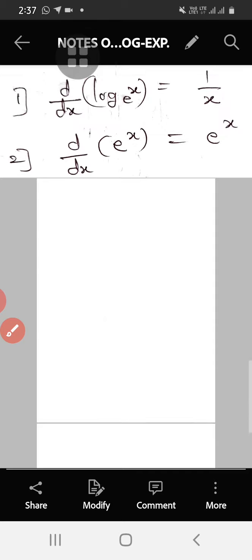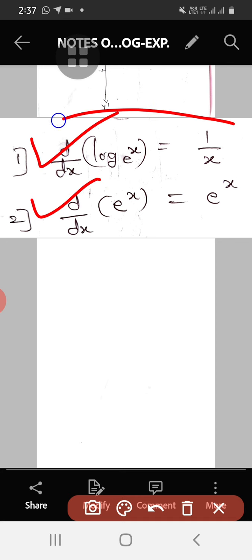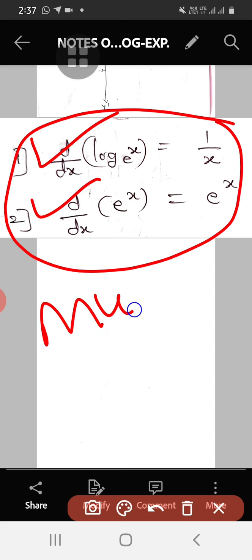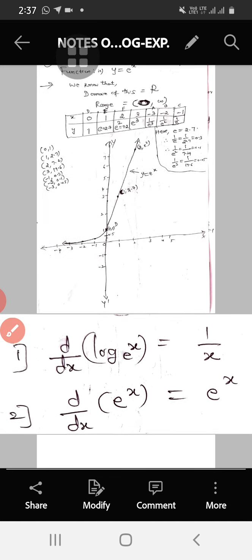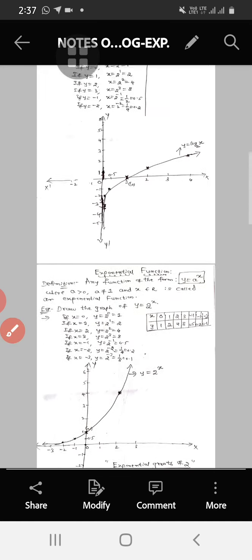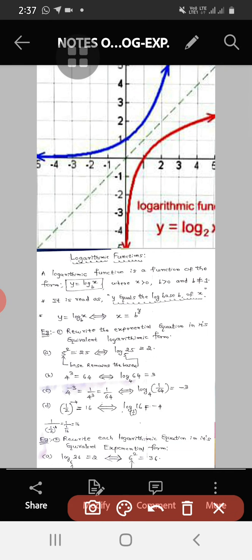Here, observe: the derivative of log x is 1 by x, and the derivative of e to the power of x is e to the power of x. These two things you must remember. So that is what we have learned in this class.